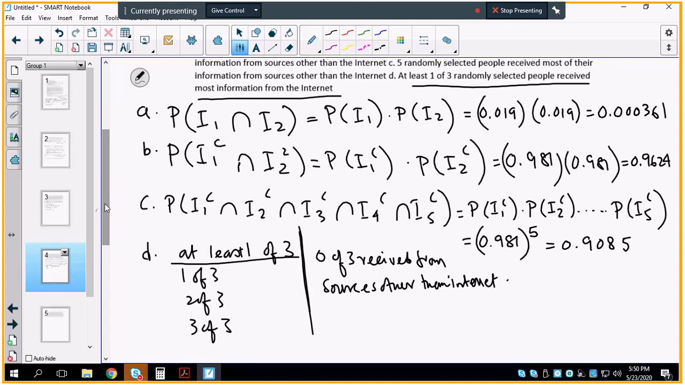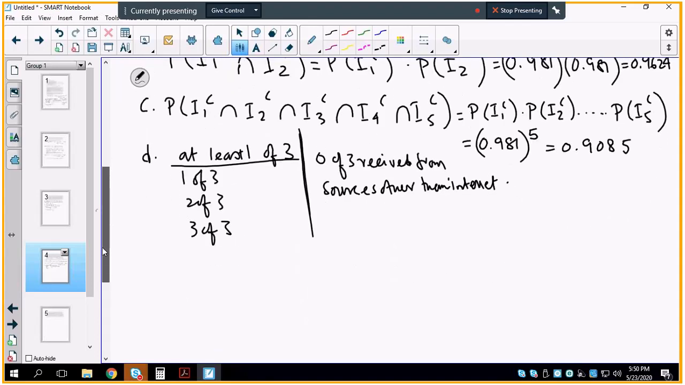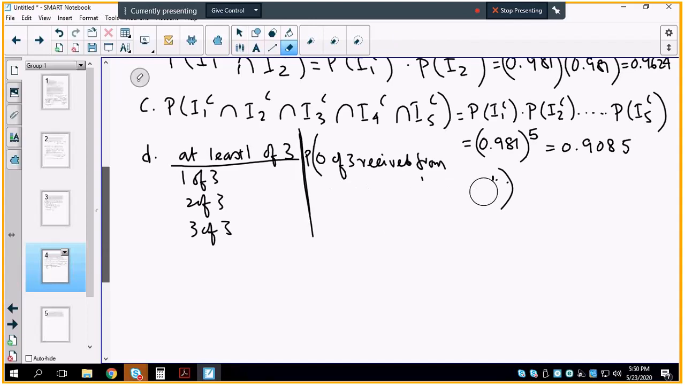So we say probability that no one of 3 received information from sources other than internet, or actually you should have said sources. Let me clarify this thing one more time.